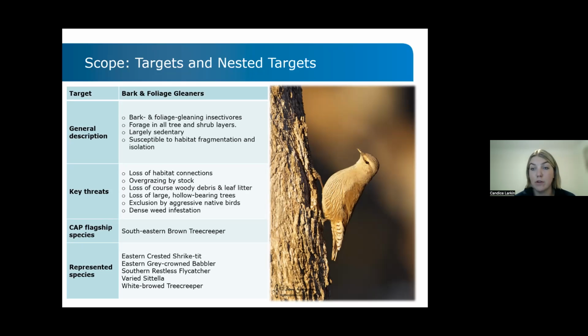And there's quite a few gleaners, particularly in the winter months. You can actually see a lot of these gleaners in mixed flocks together. So you might see some thornbills, some brown tree creepers, other spotted pardalotes, all moving through a system together.